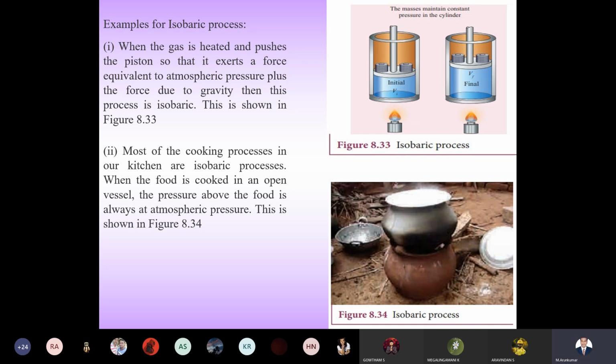Then most of the cooking processes in our kitchen are also isobaric processes. When the food is cooked in an open vessel, the pressure above the food is always at atmospheric pressure. So this is an open system. Actually, this cooking is an open system. The atmospheric pressure will be the same throughout the process. The pressure here is constant.